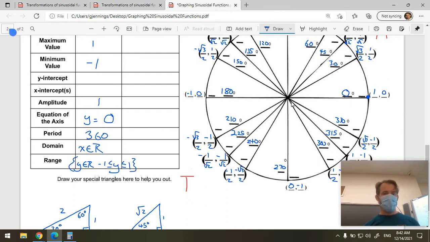So just a brief review, this is how we can write domain and range. I should have a colon there as well. And now this is a statement saying y always falls between -1 and 1.